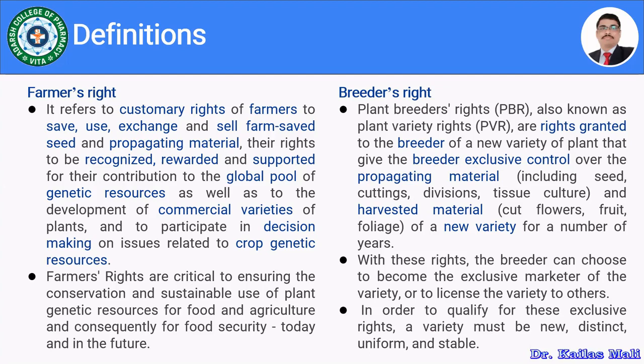So what is the breeder's right? It is granted to the breeder of a new variety. Whatever the variety is, there should be certain novelty. It should be new for the plant, that gives the breeders exclusive control over propagating material as well as the harvesting material of a new variety for a number of years. That is the breeder's right. Within these rights, the breeder can choose to become the exclusive marketer of the variety, or to license the variety to others. In order to qualify for these exclusive rights, a variety must be new, distinct, uniform, and stable. So this is the breeder's right.